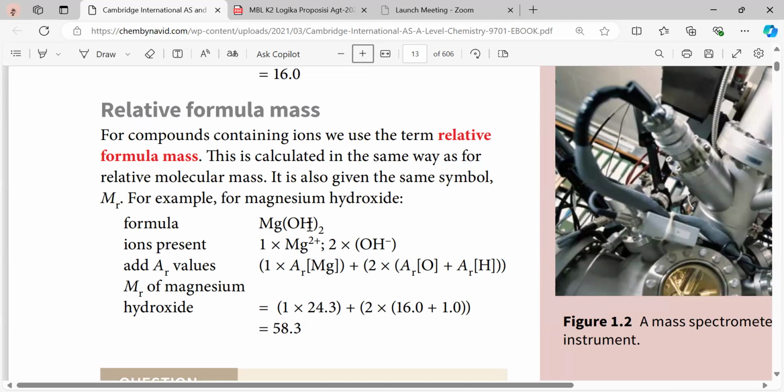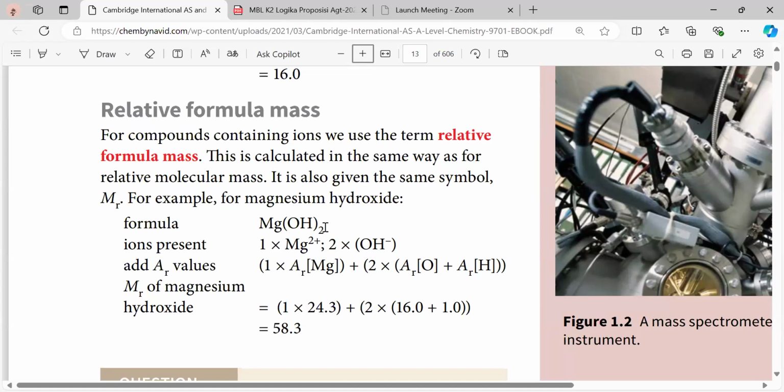Now we have OH right here, the hydroxide part. We need to find each of their masses. The Ar of oxygen would be 16, and you can see that in the periodic table. And then the Ar of hydrogen would be 1, as you can see from the previous one.